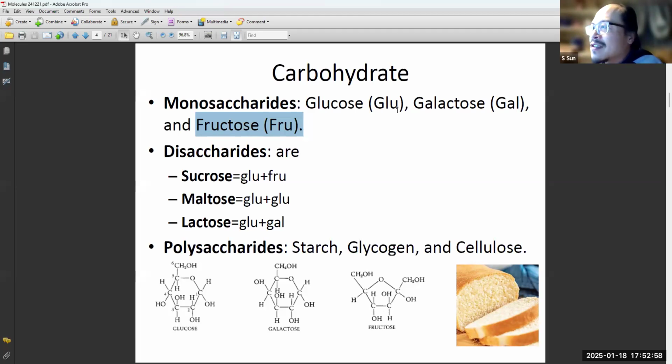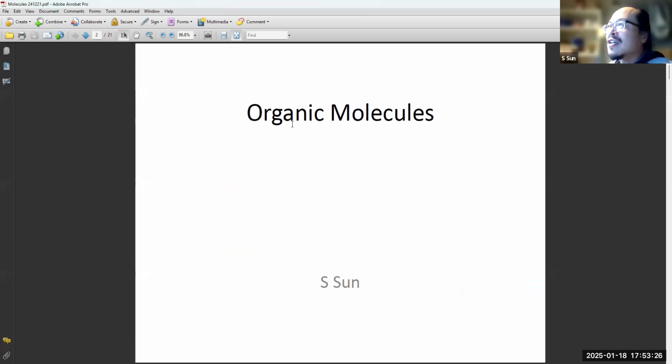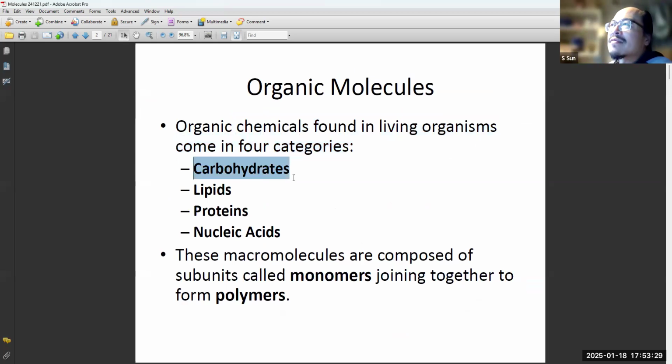So that's the monomer, that's the chemical structure. And I don't think people will question you on the difference of the chemical structures. They might, but I will not, okay? All you need to know is that these are the monomers. I might ask: which of the following is a monosaccharide? Glucose, galactose, fructose. Those are the monomers. So go back to the very original question: what is the monomer of carbohydrates? You need to know that.